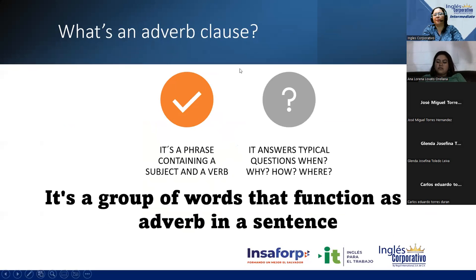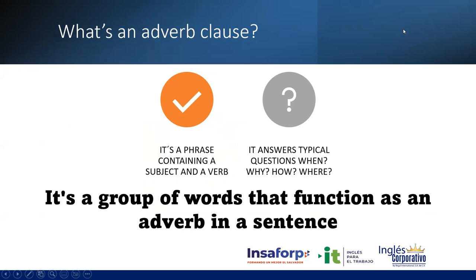So here we go. What's an adverb clause? A ver, who wants to read this? A ver, todos leamos lo mejor. Todos digamos esta pregunta. What's an adverb clause?